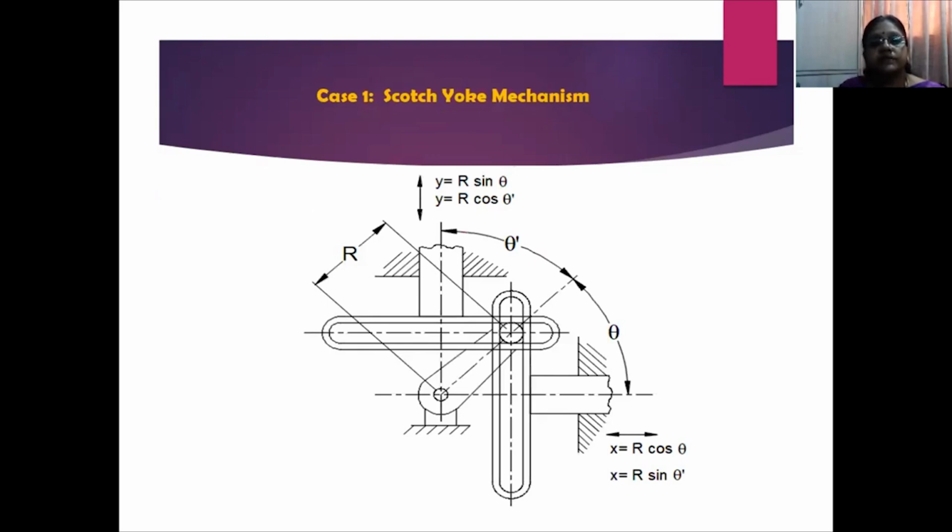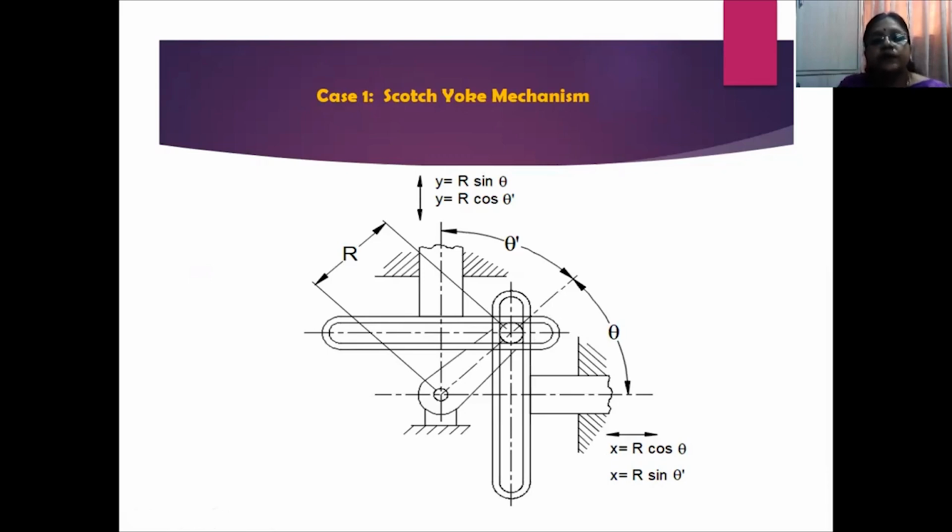In a Scotch yoke mechanism, you have a crank of capital R radius rotating about a pivot point here. The other end of the crank is connected to two links. One is in horizontal position, the other one is in vertical position. And these two links are in turn connected to bars, which slide, one in horizontal and the other in vertical direction. Now, if you arrange these two in perpendicular directions this way, or it need not be perfect, one angle can be theta dash and another can be theta, not necessarily 45, but it can vary from that.